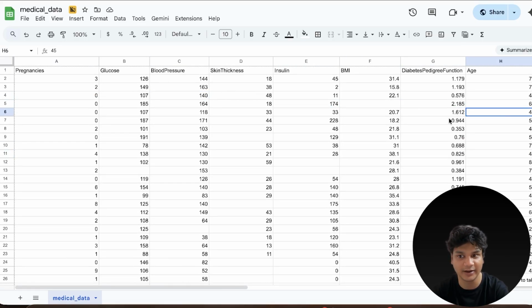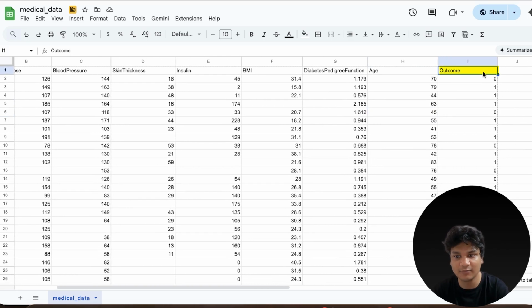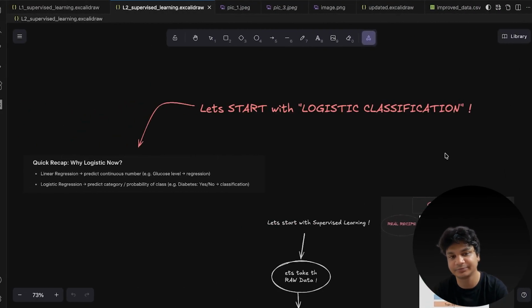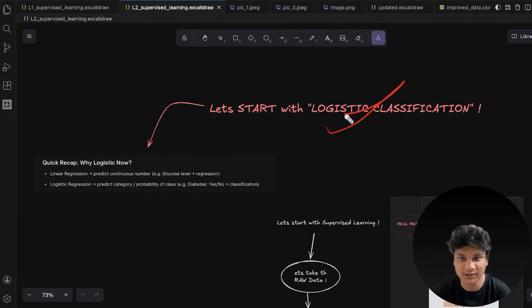I hope you get it, right? So now in this algorithm, what will be our target column? Just guess. The outcome would be our target column because we want the machine to learn about these things. Okay, 0 or 1 category. So that is why it is logistic classification.